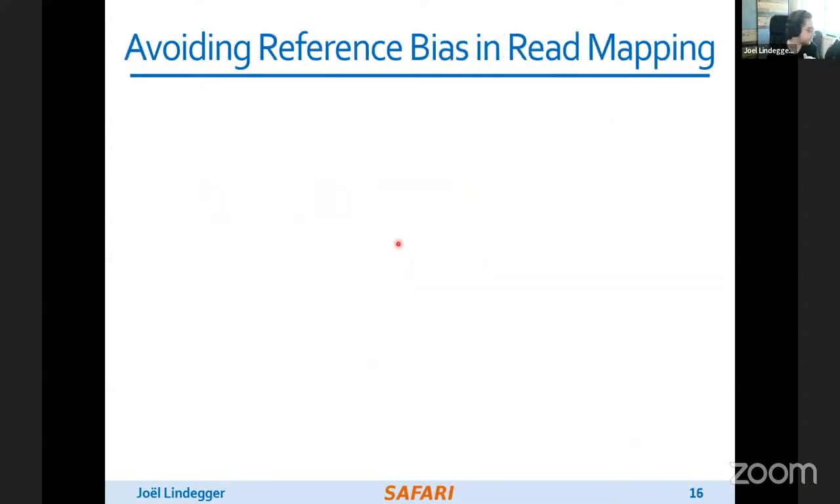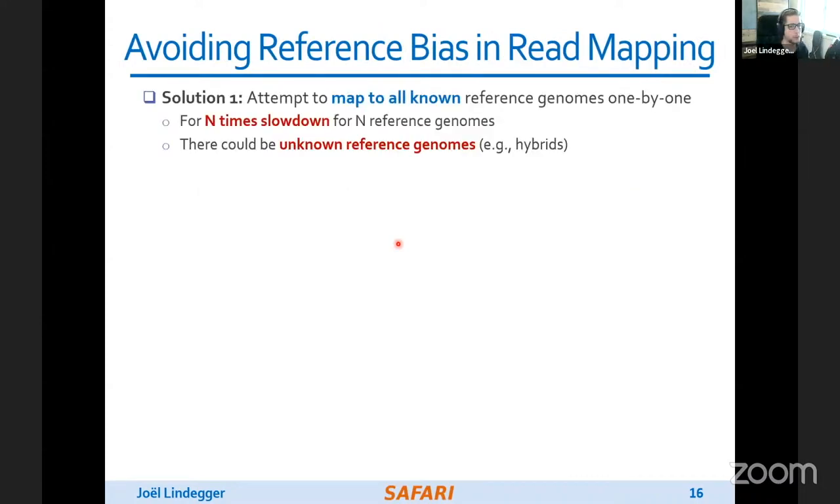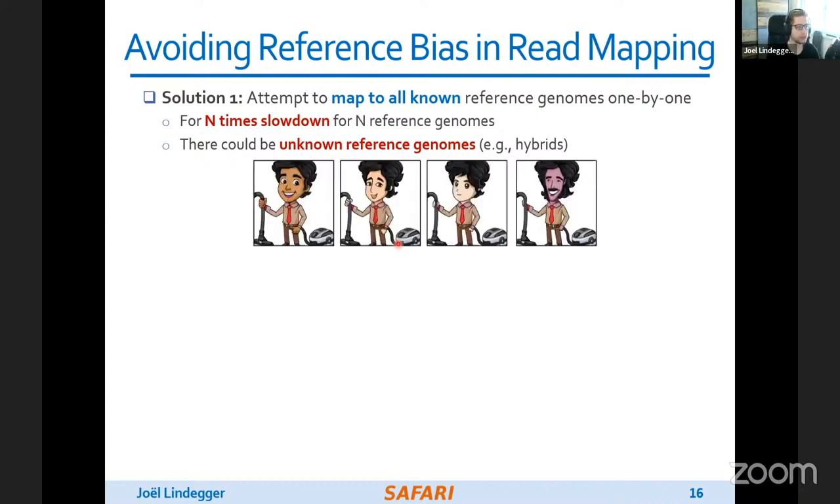Well, a first naive solution perhaps can be to map to all known reference genomes one by one. Now, consider you have n reference genomes. Maybe these are 4 potential vacuum salesmen. That gives you an n times slowdown. And now you get further issues. There could be unknown reference genomes, hybrids, right? You can't really assume you have a database of every possible reference genome. Imagine you have 7 billion humans on the planet. Where the hell do you get the database of everyone's genome from?